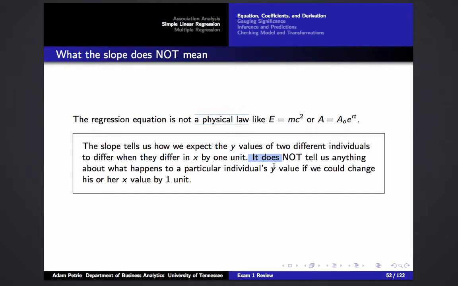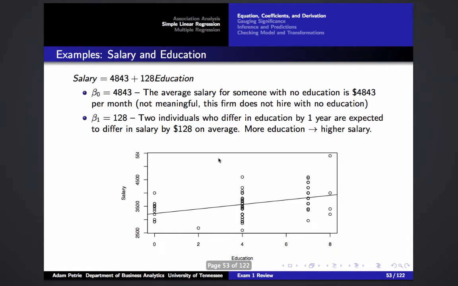So it never tells us anything about what happens to a particular individual's value of y if we could change his or her x value by 1 unit. That is beyond the scope of a regression model. That's the job of a physical law, and regression isn't a physical law.